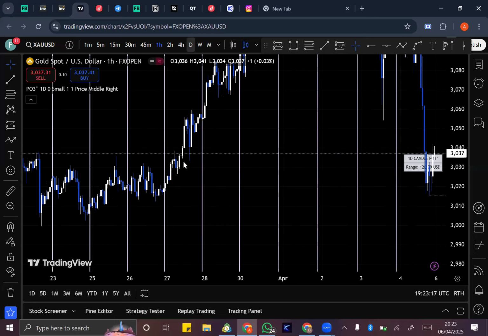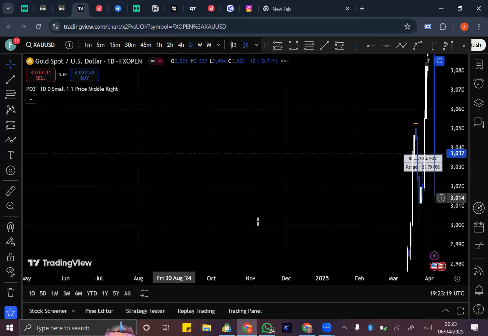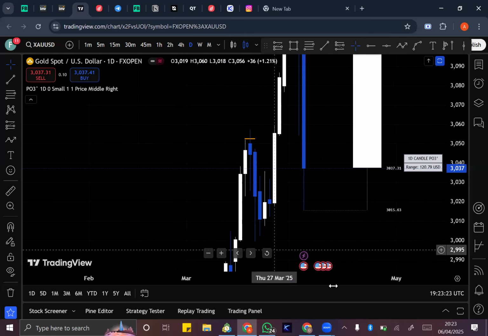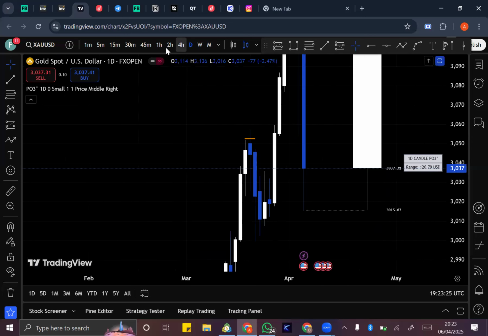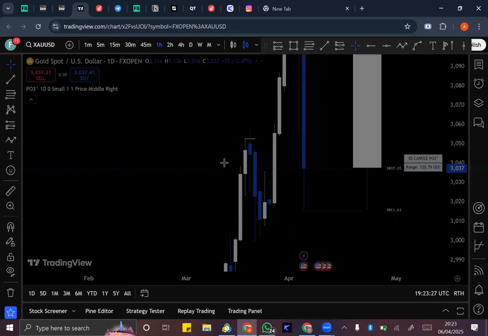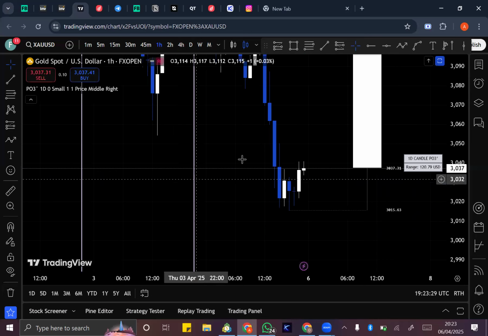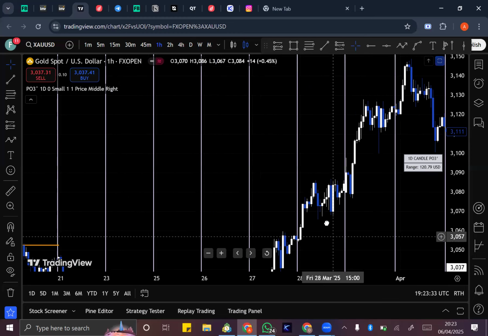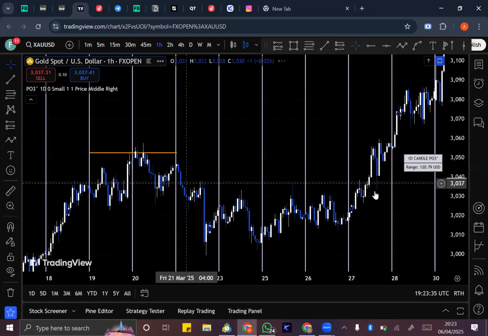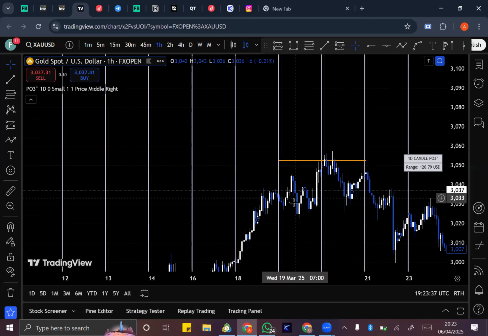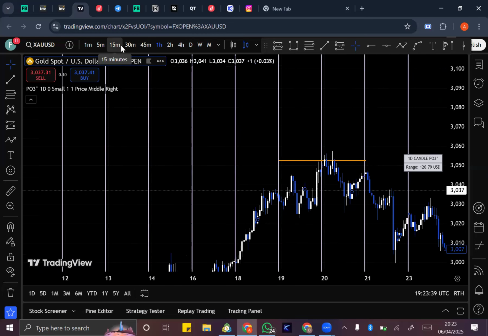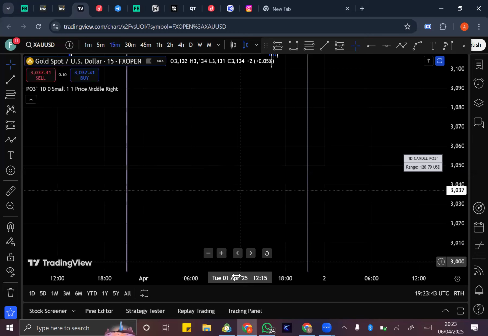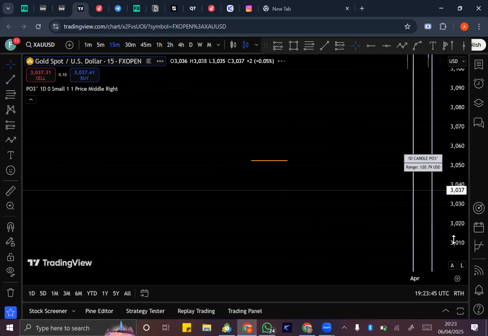Sorry, let me go back to that day so I can draw the week. All right, so let's go back. So 1 hour, this is 1 hour. I think the candle was a little bit small, so we are going to go back to 15 minutes to find this zone. Let's go back to 15 minutes or 30 minutes. 15 minutes is better. It will make the chart more presentable.